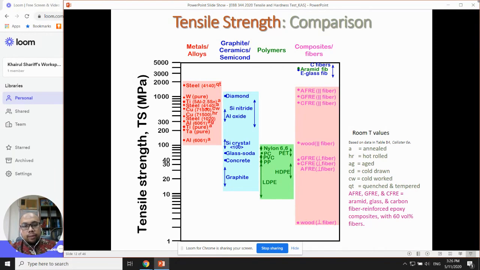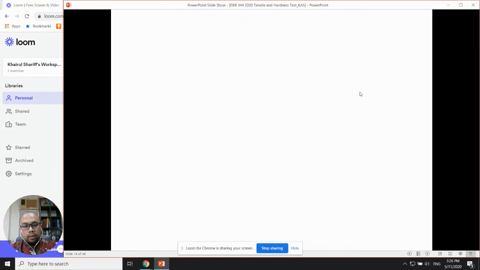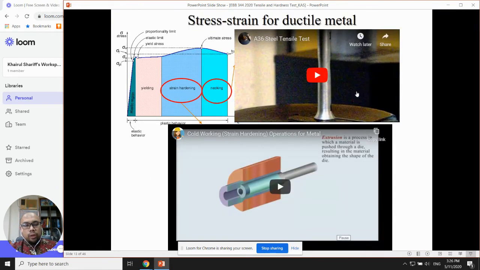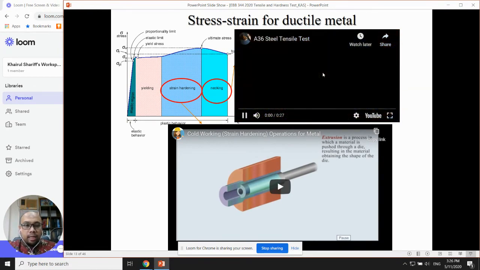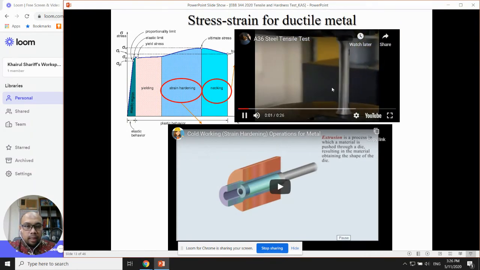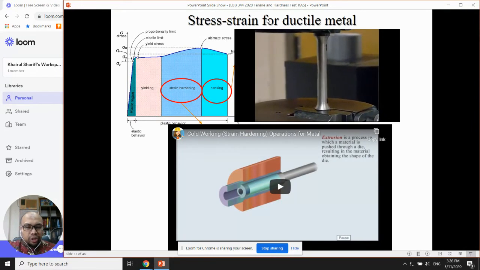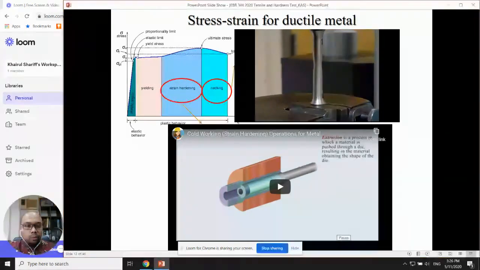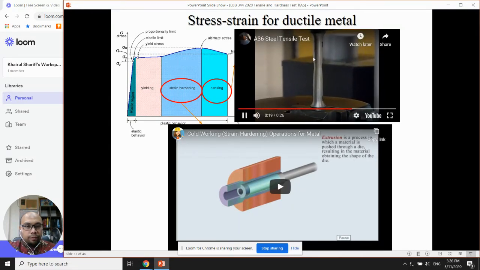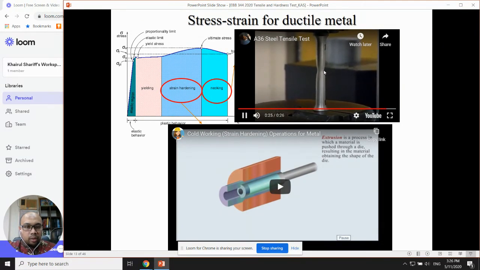Here I want to show you two videos. You need to watch this video carefully. Later you can watch from my presentation. Here, on the top video, you can see how the necking has been formed when it reaches its ultimate tensile strength. So you watch, you see the shape of the metal rod becomes smaller, and then you can see the necking has occurred here and failed.